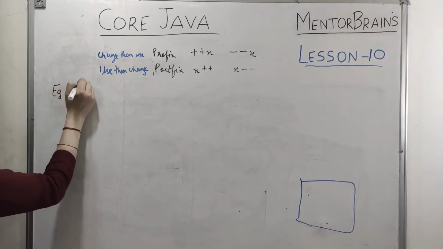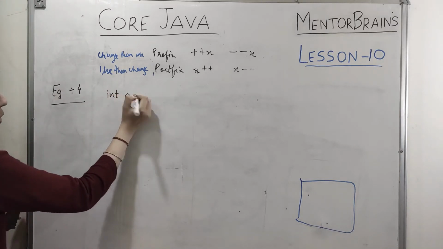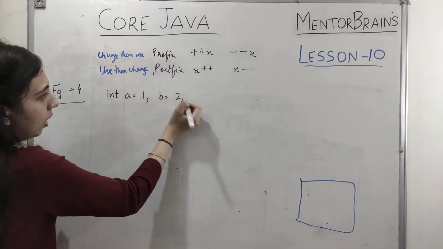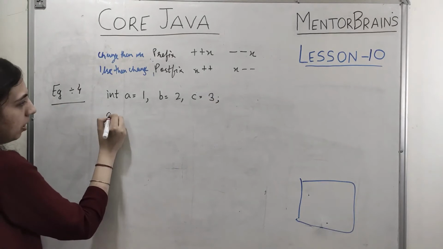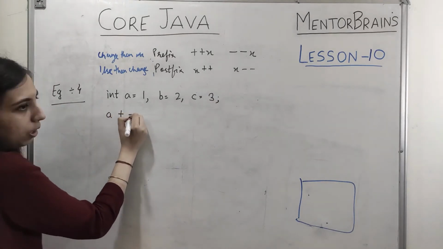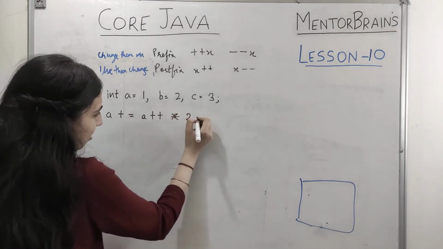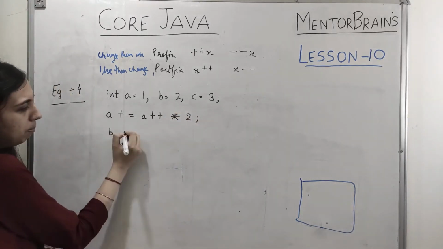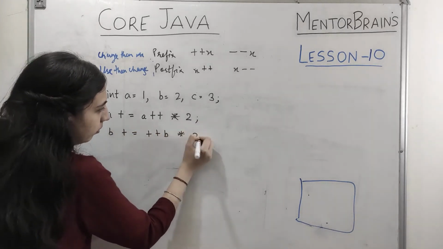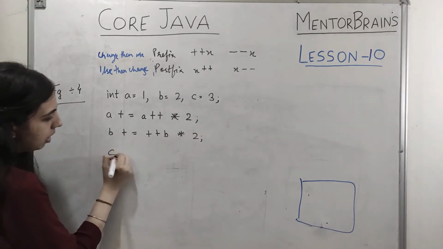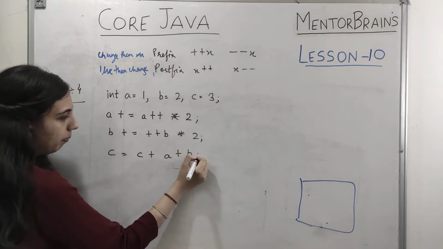Example 4. This one has int A equal to 1, B equal to 2 and C equal to 3. Three variables, okay. Then the statement A plus equal to A plus plus into 2, this is your asterisk, and then B plus equal to plus plus B into 2, okay, and C equal to C plus A plus B.